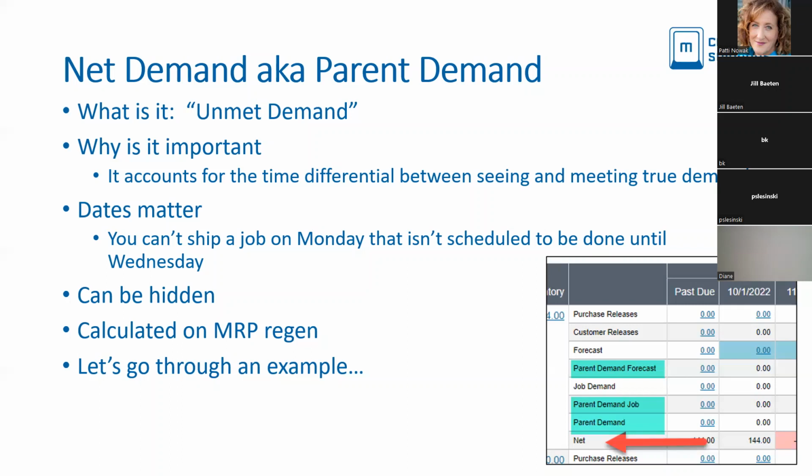So performing a regeneration in MRP recalcs that net demand, but net demand is also reduced in real time if you make a job to fulfill it, so it won't double dip on that. In the past, you had to recalc, but now it's done automatically.